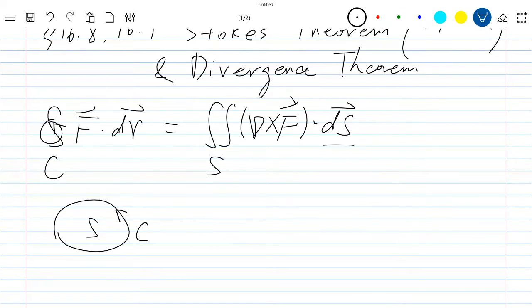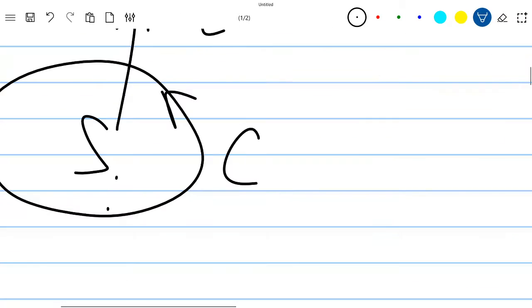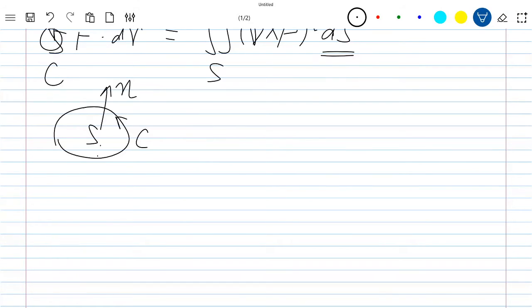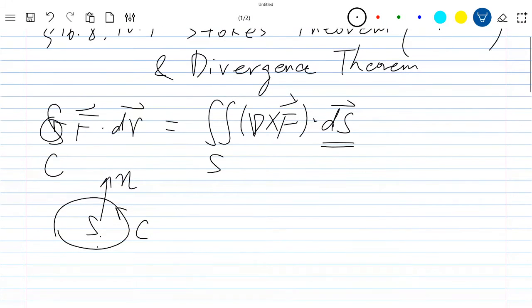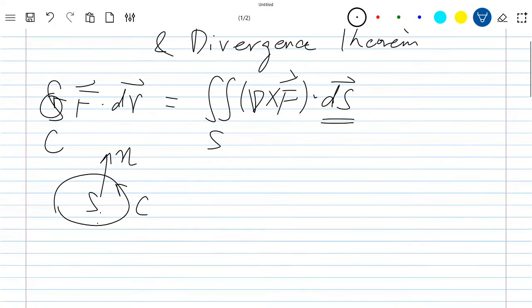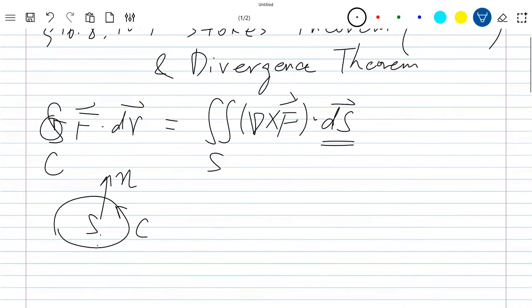And when you say this dS, it has a direction, and this n, instead of the downward one, should be chosen consistently with this counterclockwise direction by the so-called right-hand rule. So in this picture, if you curl your right fingers along C in the counterclockwise direction, then you will see your thumb pointing in the n direction. So this n should be chosen in such a way. Otherwise, you will be off by a -1. Okay, so this is Stokes' theorem, and I'm not going to prove it because it's kind of hard.